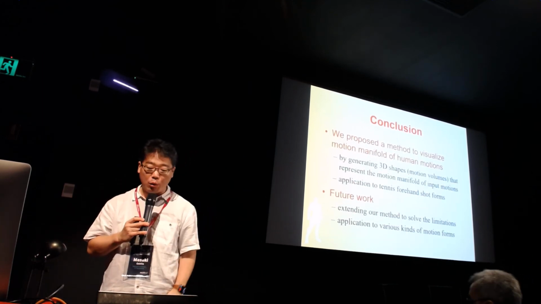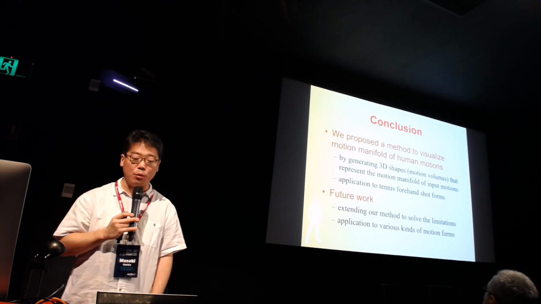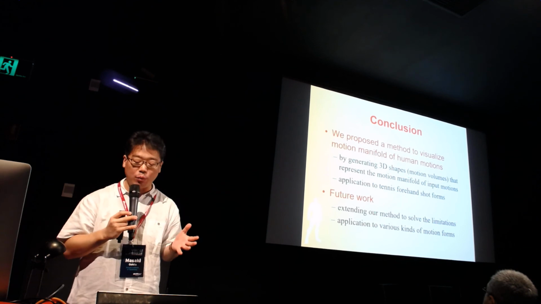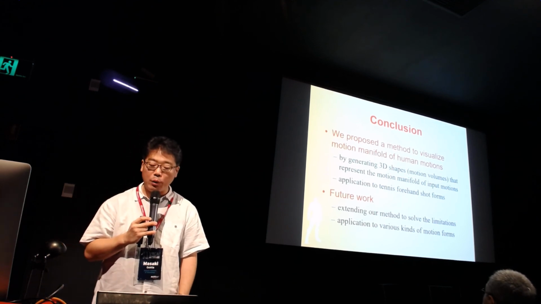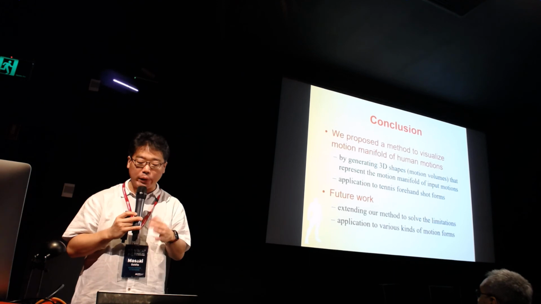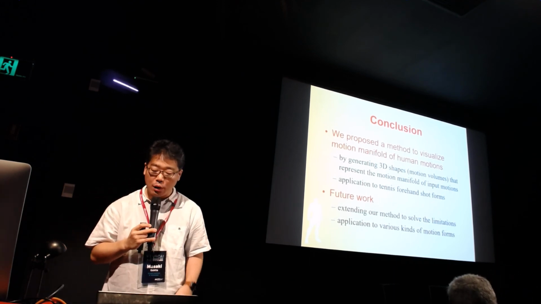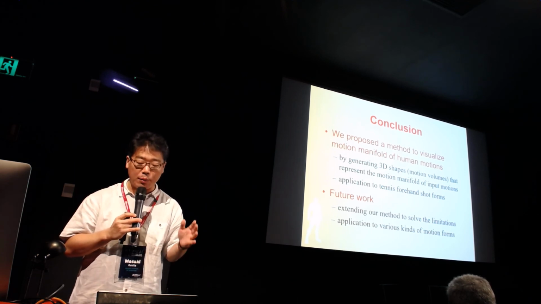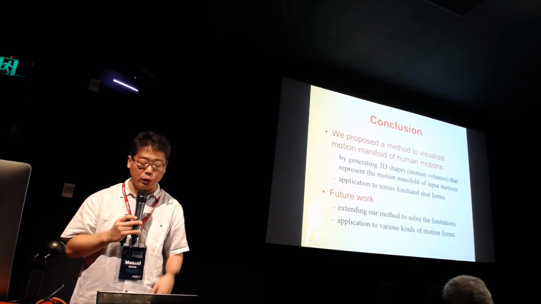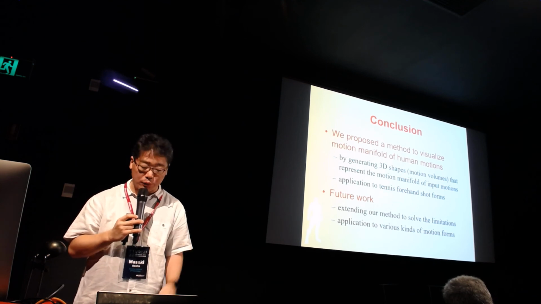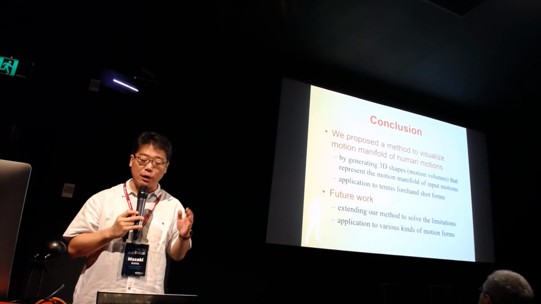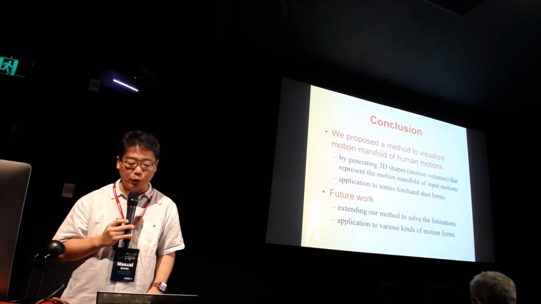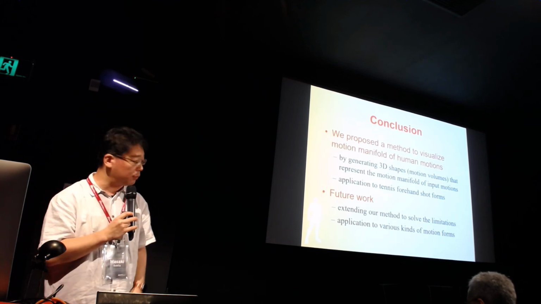So, in conclusion, we propose a method for visualizing motion volumes of human motions by generating 3D shapes that represent the motion manifold of input motions. We presented some small experimental results of application to tennis forehand shot form. Although we just made a small experiment this time, I think our method is promising, and we want to test more other applications. And our future work includes extending our method to address some of the limitations that were discussed in the previous slide, and also application to various kinds of motion forms.